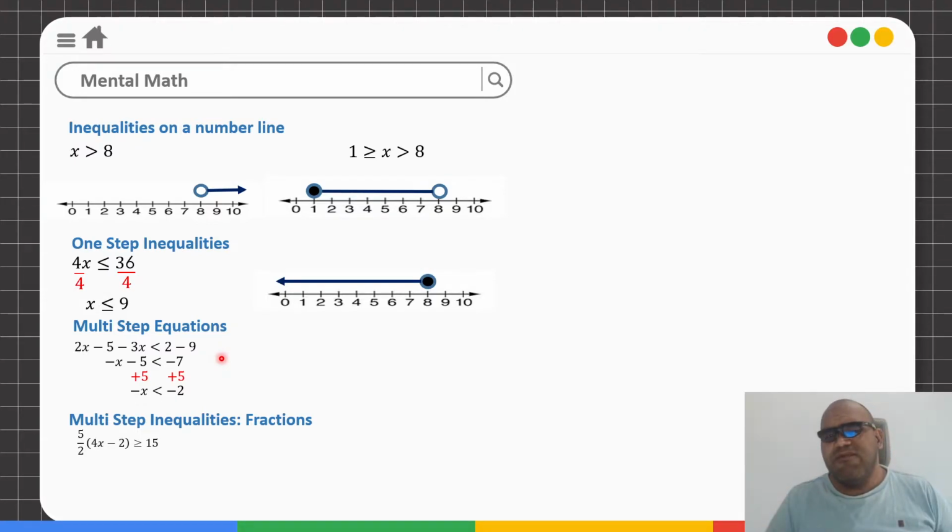But I don't want negative x, I want its opposite. Then what am I supposed to do? Here, I will divide by negative 1. Dividing and multiplying by negative 1 is the same thing. Remember, when we do it, we change the signs and the inequality flips. We flip the inequality now. The inequality is now x is greater than 2.